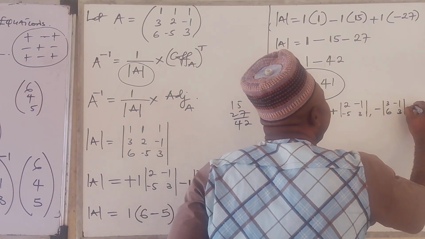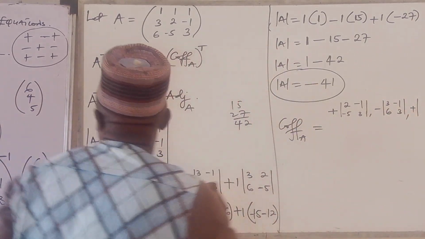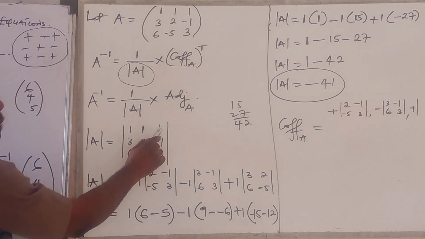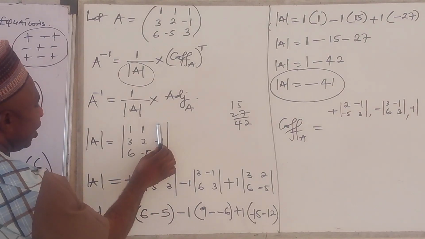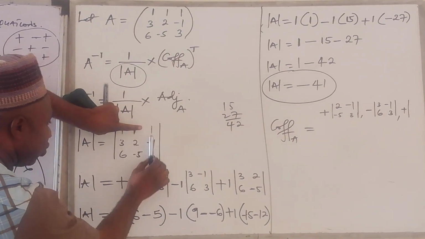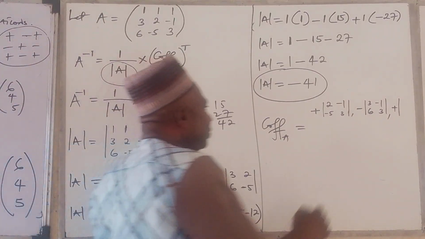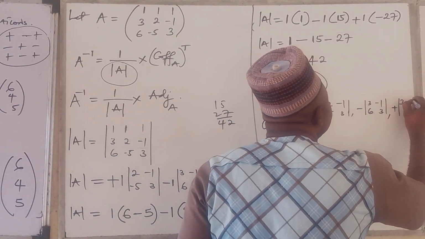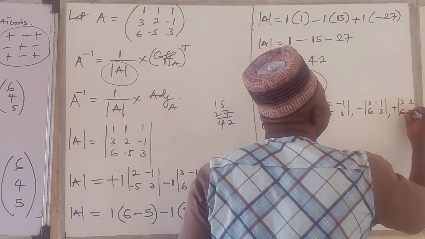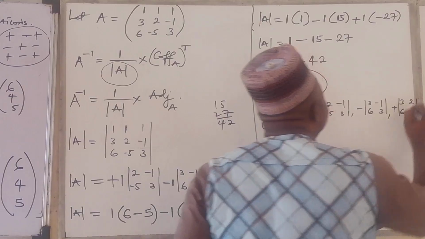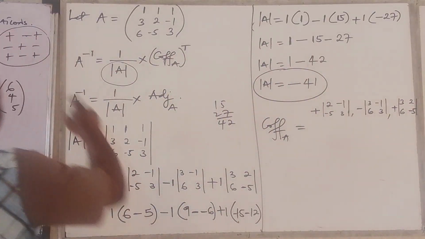So lastly, we have plus. I'm referring to this plus now. The plus tallies with this one. So you close the 1 in the column, you close the 1 in the row. We have 3, 2, 6, minus 5. So we are done with the first row.